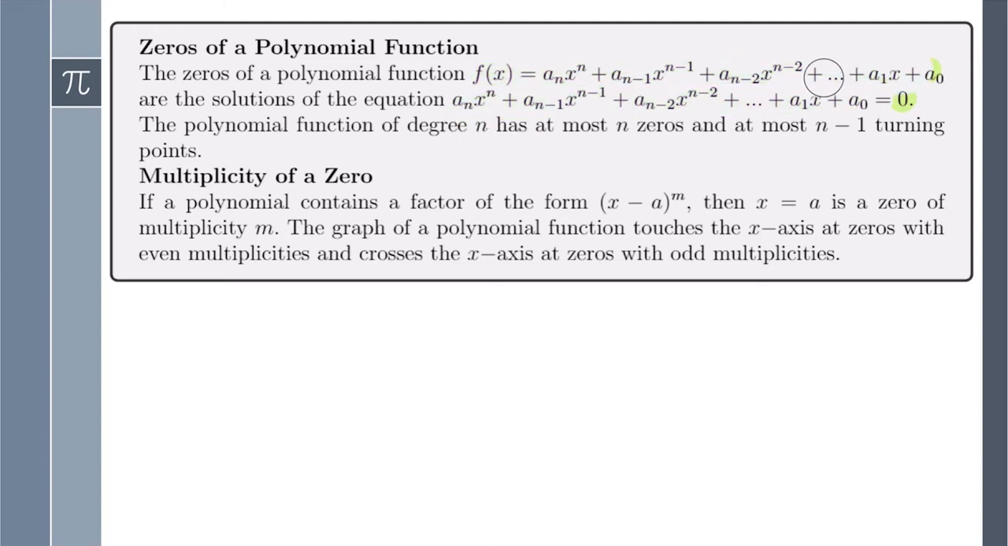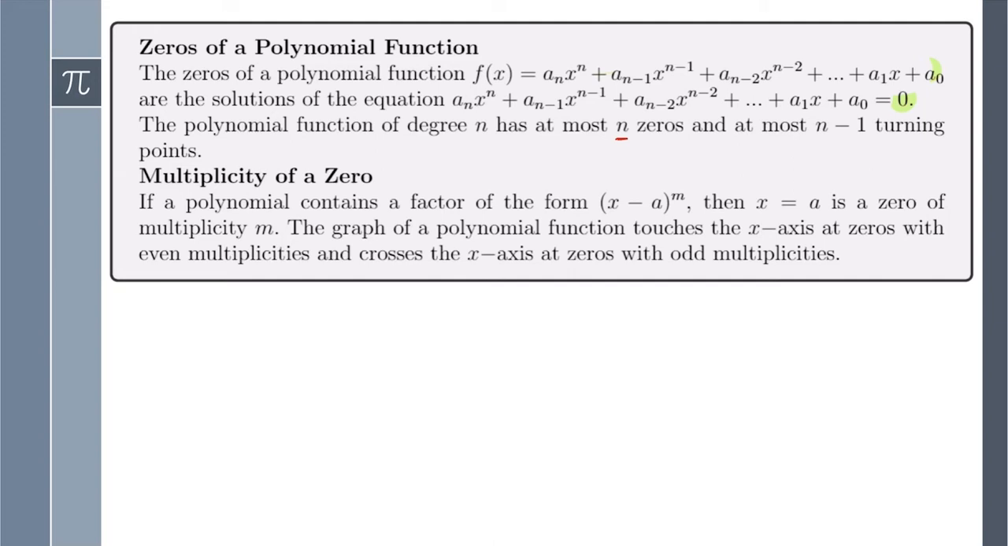The first one is a polynomial of degree n can have at most n zeros. That's the maximum. So if the polynomial is degree 2, which is quadratic, the maximum number of possible zeros is 2. If it's degree 3, the maximum possible zeros is 3. So that's the number of zeros. It could have less than that, but that's the maximum possible.